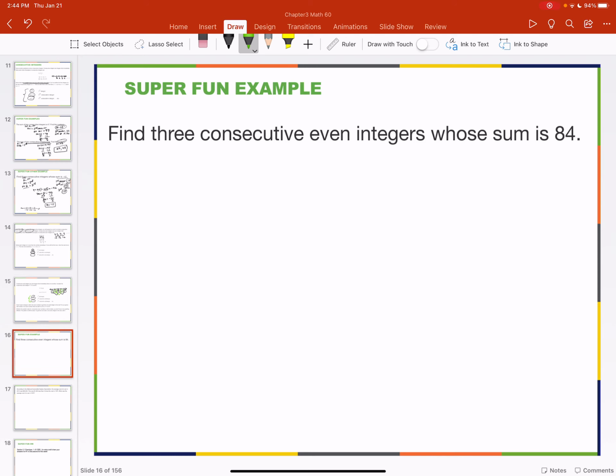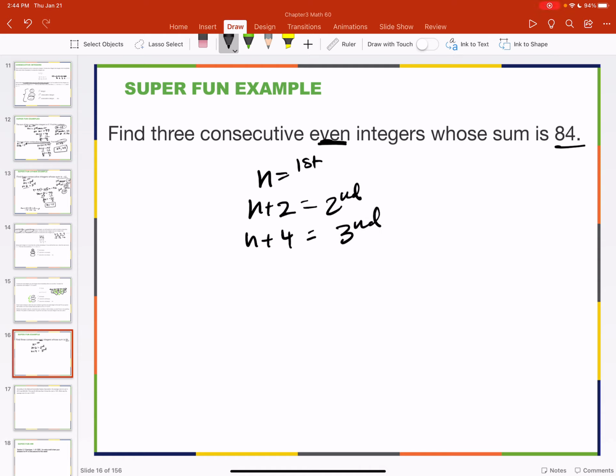Okay, so let's do a super fun example. Let's find 3 consecutive even integers whose sum is 84. So n is the first. Then n plus 2 will be the second consecutive even integer, and n plus 4 will be the third consecutive even integer. The sum of all of those is going to be 84. So your equation is n plus n plus 2 plus n plus 4 equals 84.